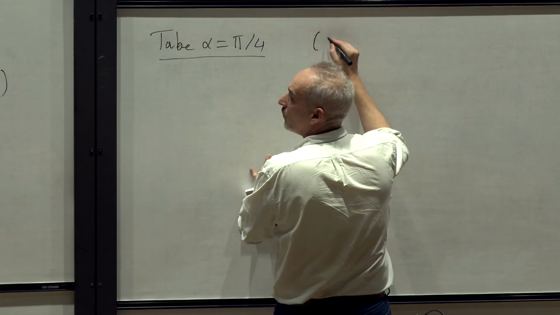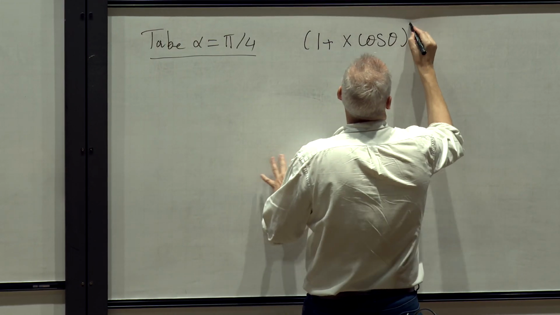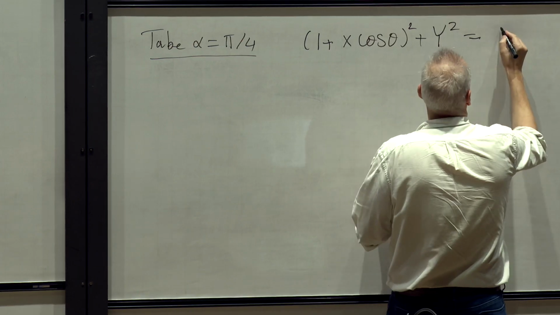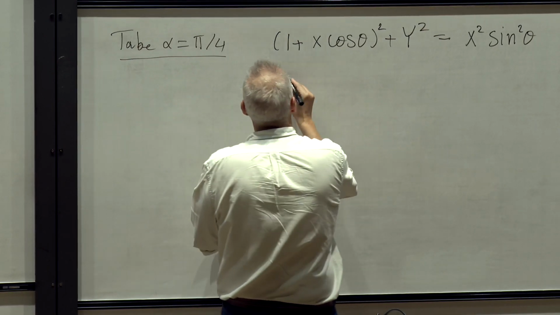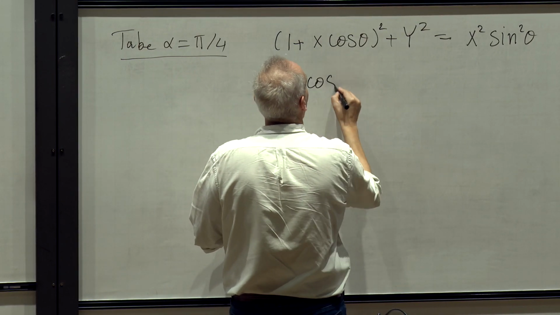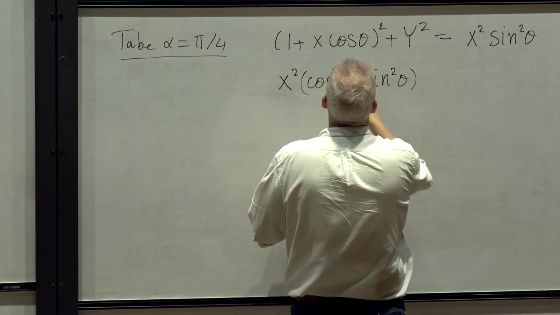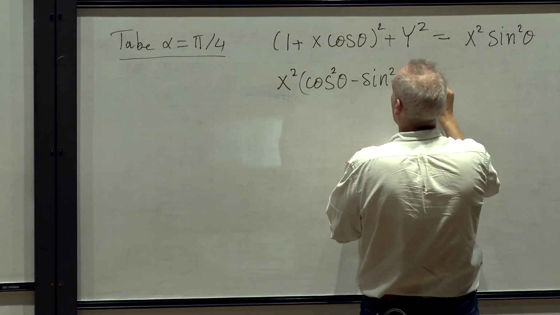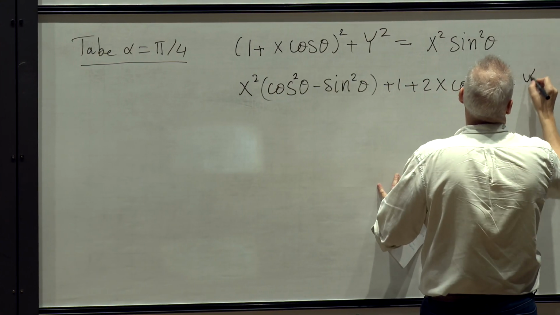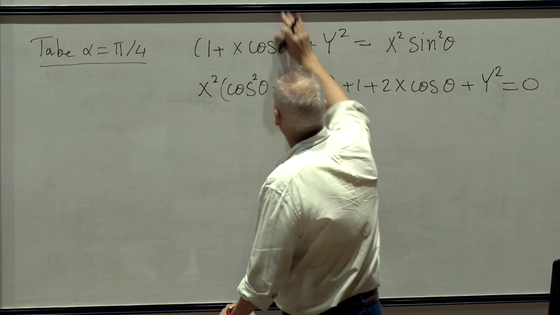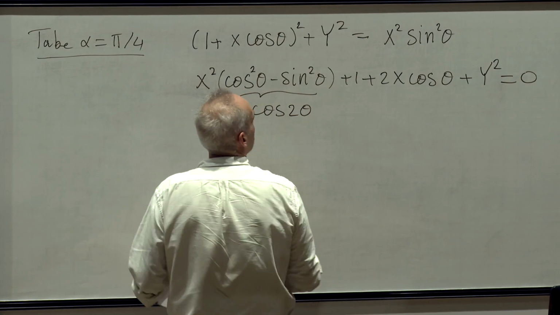So in this case, we have (1 plus x cos theta) squared plus y squared equals x squared sine squared theta. So I put everything together. So I have x squared times, I expand, cos squared theta minus sine squared theta. Then I have plus 1 plus 2x cos theta plus y squared equals 0. Aha, so these are recognized. It's nice, cos 2 theta.